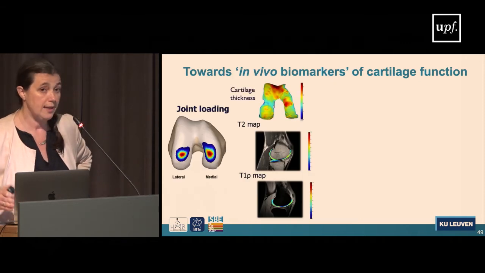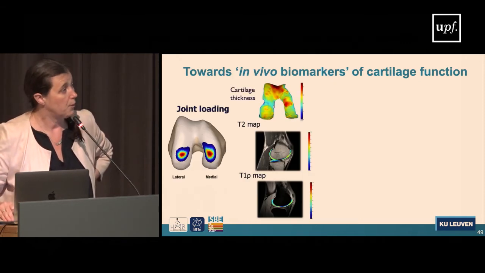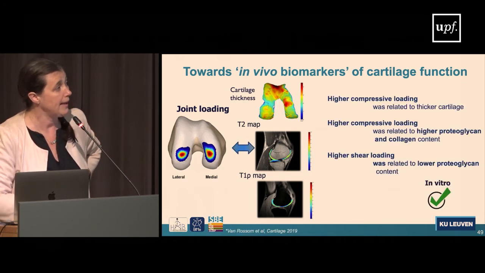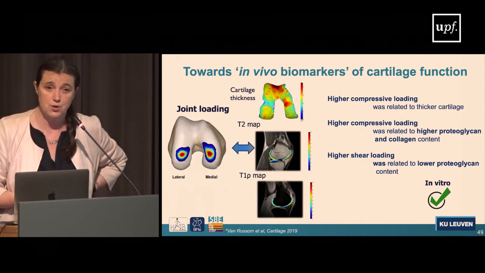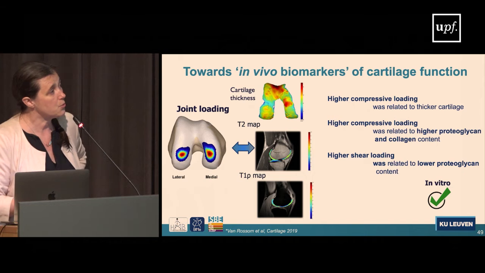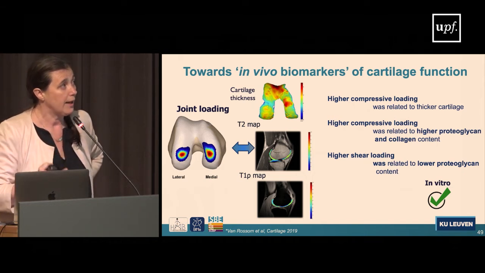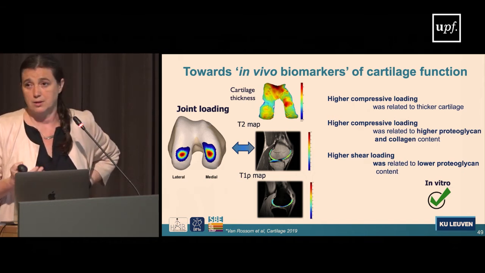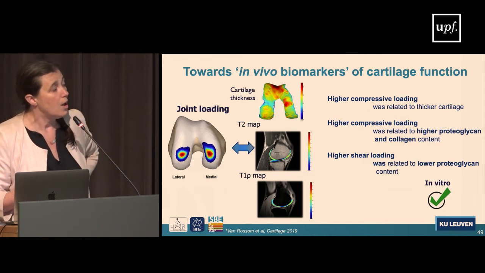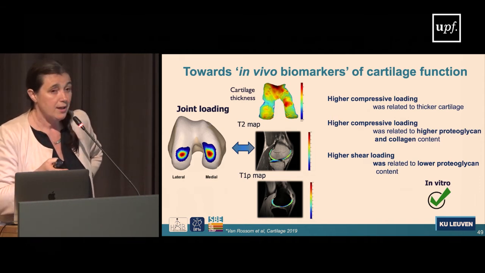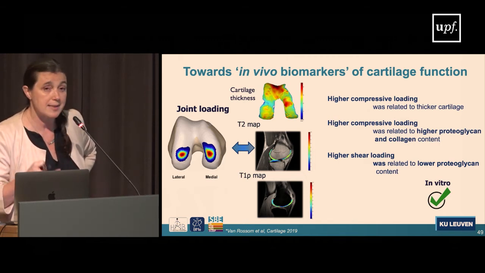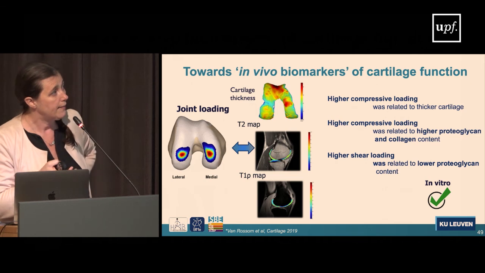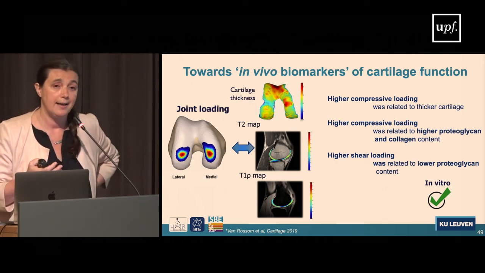We are now trying to take these approaches further to the in vivo patient knee, and we have been looking using T2 mapping and T1 rho mapping and trying to correlate this to the joint loading that we see during the gait function. And indeed, there are some correlations where we were able to show that higher loading results in thicker cartilage. I don't think anyone is surprised about that, but we could also see that our higher shear loading in the joint could be related to lower proteoglycan content, whereas if there is higher compressive loading in the joint, that there is higher proteoglycan and collagen content.